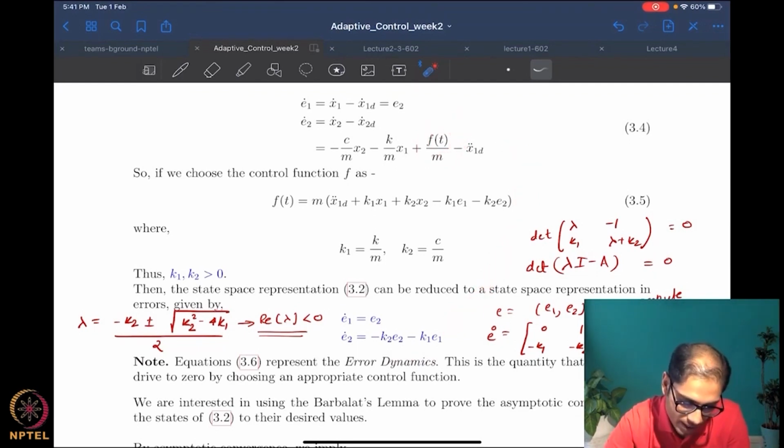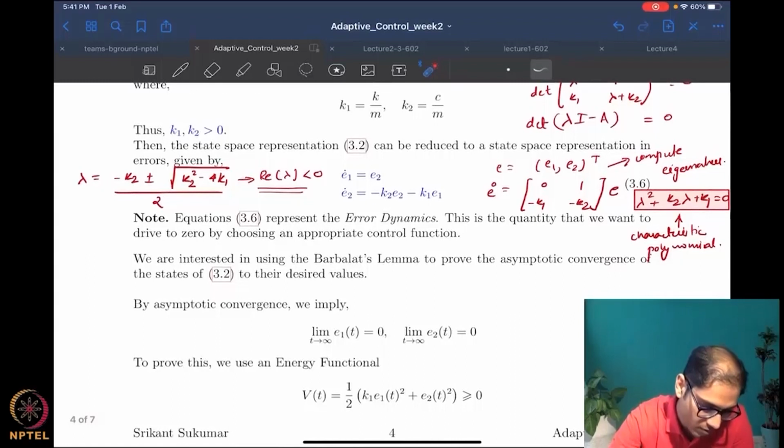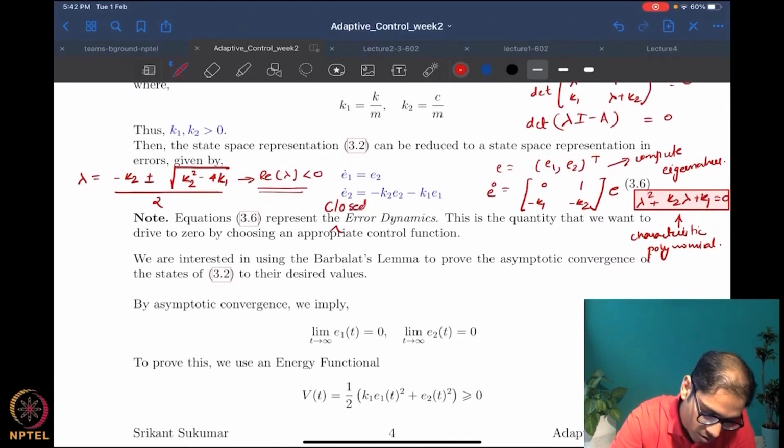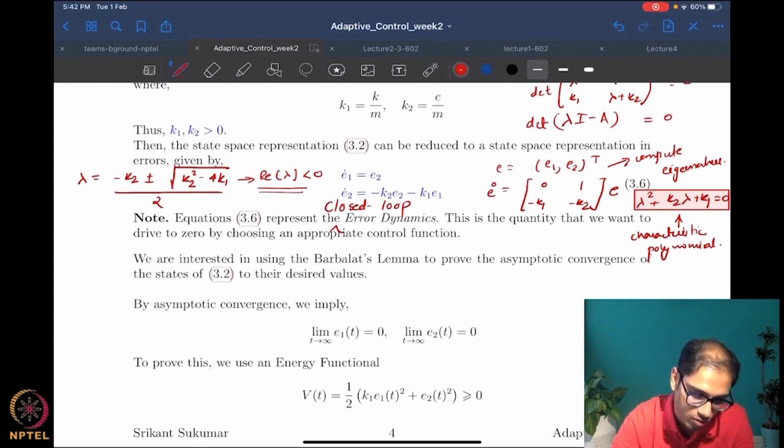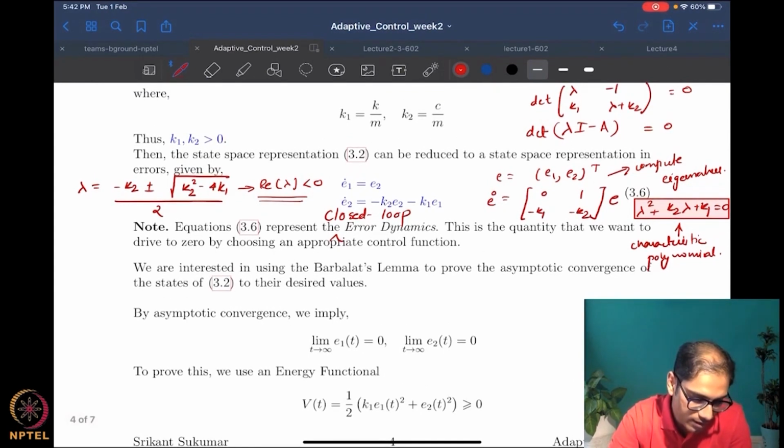Okay, and so I get what is called my closed loop error dynamics. That is, I've plugged in the control, therefore it is called the closed loop error dynamics. Now of course we know that this system, using either our Routh-Hurwitz methods or our eigenvalue analysis, is exponentially stable.